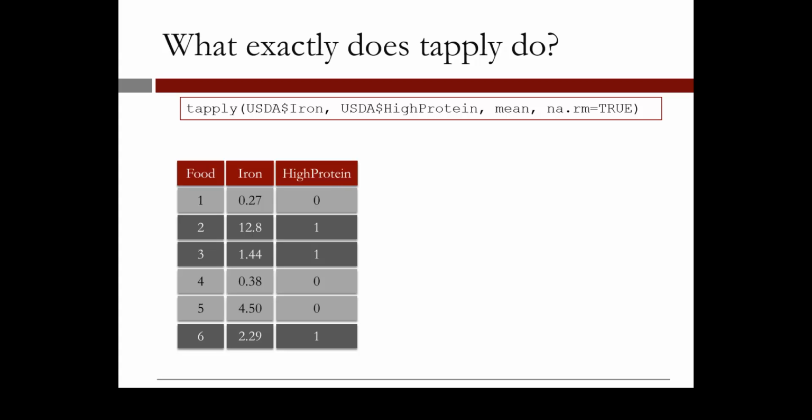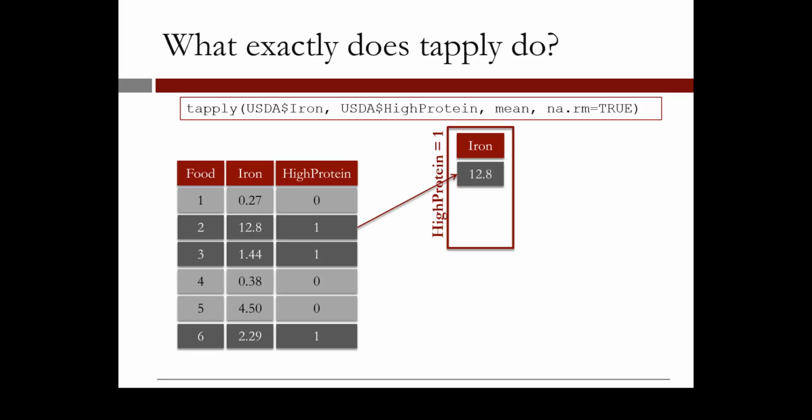Suppose that we have the following data frame with the foods 1 through 6, along with information about their iron levels and their values of high proteins that we just added earlier. The first step is grouping the iron data according to the values of high protein. So, first group all the foods that have high protein equal 1, and that would be food number 2 with 12.8 milligrams of iron, food number 3 with 1.44 milligrams of iron, and food number 6 with 2.29 milligrams of iron.